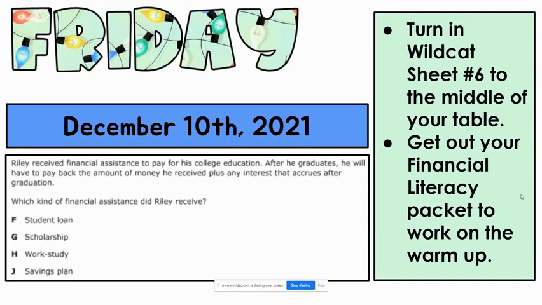You are turning in Wildcat Sheet 6 for our sub to pick up, and you need to have your financial literacy packet out. All right, here is our warm-up.